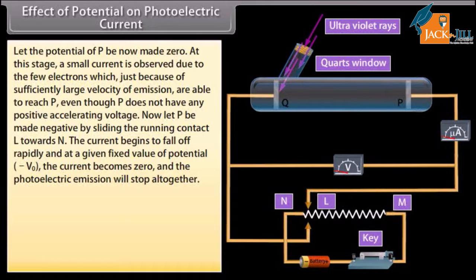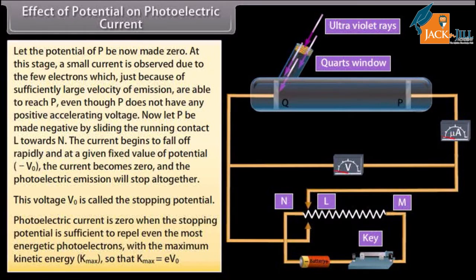Now let P be made negative by sliding the running contact L towards M. The current begins to fall off rapidly, and at a given fixed value of potential, minus V0, the current becomes zero, and the photoelectric emission will stop altogether. This voltage, V0, is called the stopping potential. Photocurrent is zero when the stopping potential is sufficient to repel even the most energetic photoelectrons with the maximum kinetic energy, Kmax, so that Kmax is equal to eV0.